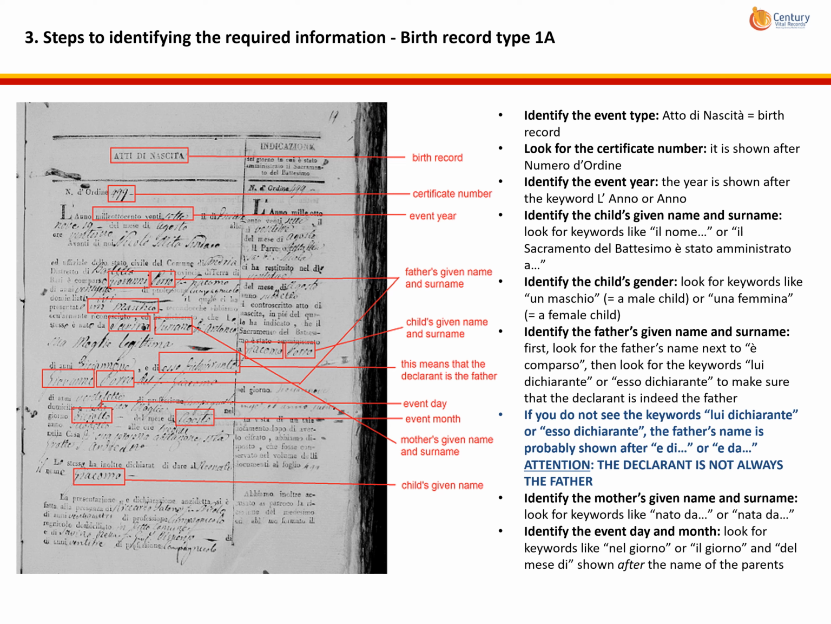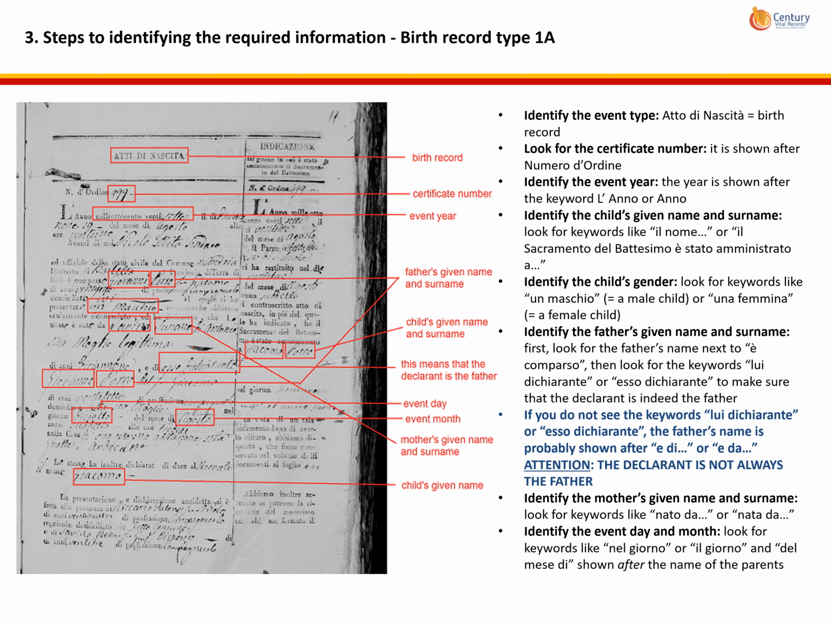The child's given name is shown in two places in this image, but the child's surname is shown only under the baptism record. There are a number of keywords that can help you identify the child's gender.